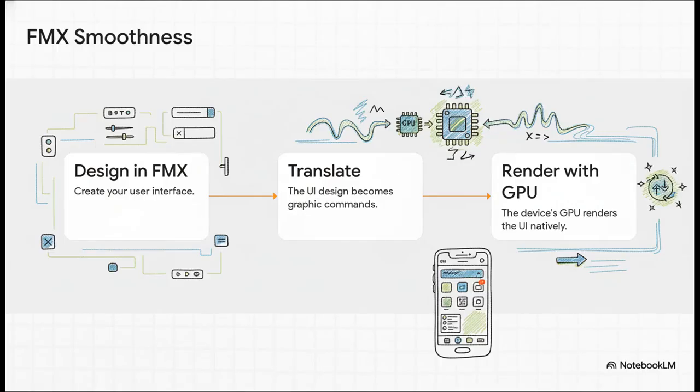So here's the magic of how Delphi's FireMonkey framework keeps things so smooth. Instead of forcing the main CPU to draw every single button, every label, every little detail, it does something smarter. It translates your entire UI design into a set of graphic commands. Then it hands those commands directly off to the device's GPU, the graphics processing unit, which is literally built for this kind of visual work. The result? The main CPU stays free for your app's logic, and the UI just feels buttery smooth.